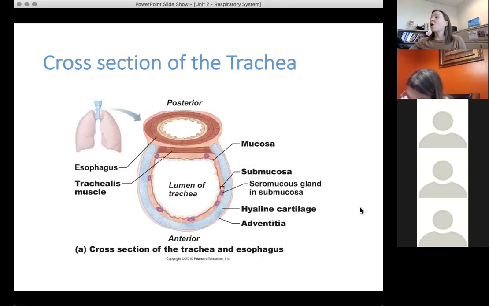Okay, I already have the 4 layers of tissue that form the wall of the trachea described in the outline, so I'm not going to go through all that. I don't want to waste time. If you go down, look below this diagram that you have in your outline, you will see a place to write the function of the trachea. And the function of the trachea is very simple. It just serves as a passageway for air.